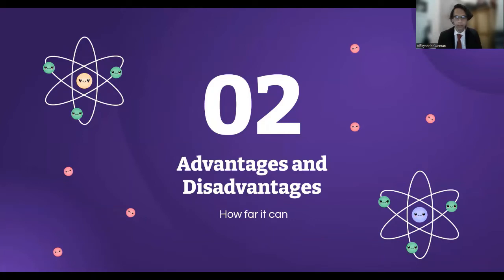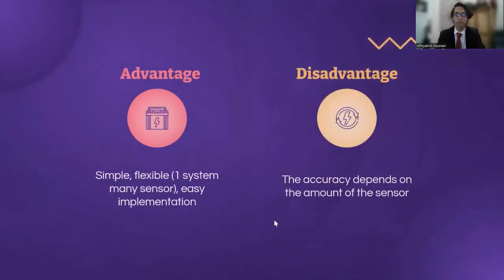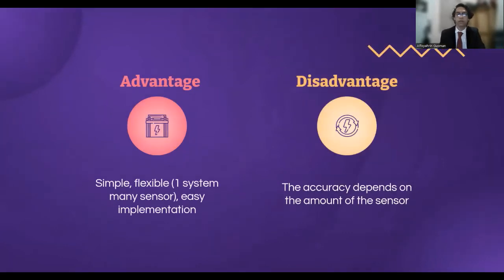The second chapter is about advantages and disadvantages, and will be explained by myself, Alfisyahrin Gusman. In the system that we made, there are advantages and disadvantages. The first advantage is the simplicity of the system itself, which only uses a light sensor, DC motor, and a microcontroller.